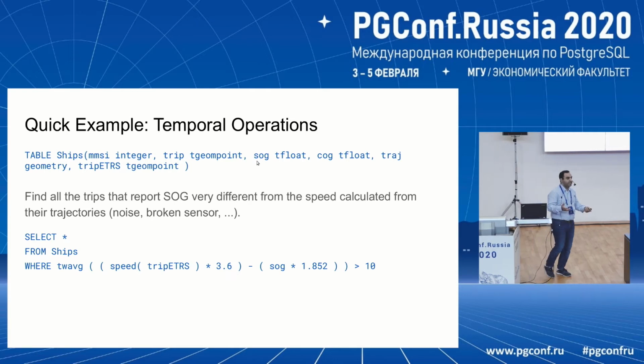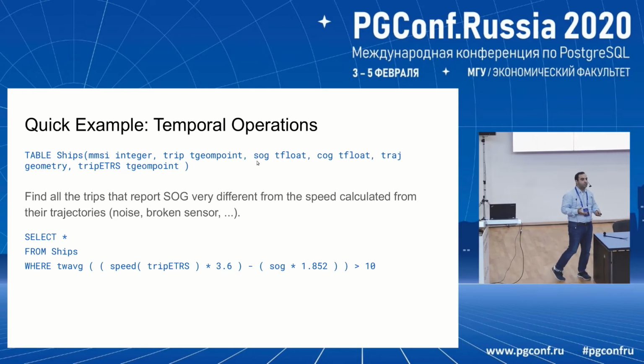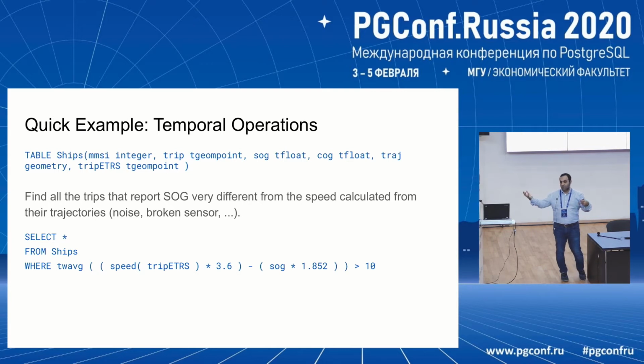Why are we doing this? It's a way to filter the data, to find noise. Because if the two values of speed are very different, it means that one of the sensors is doing wrong. There is some noise here.